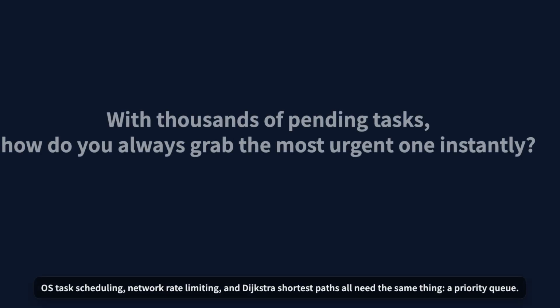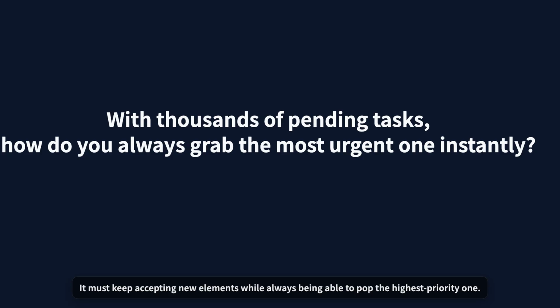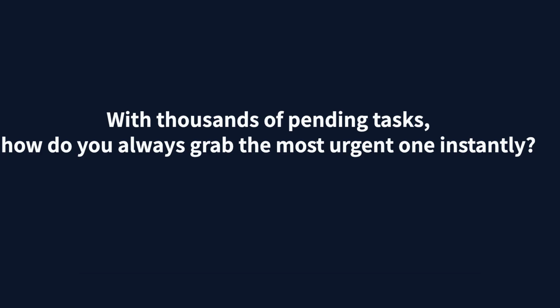OS task scheduling, network rate limiting, and Dijkstra shortest paths all need the same thing, a priority queue. It must keep accepting new elements while always being able to pop the highest priority one. The binary heap achieves this with a surprisingly simple idea.